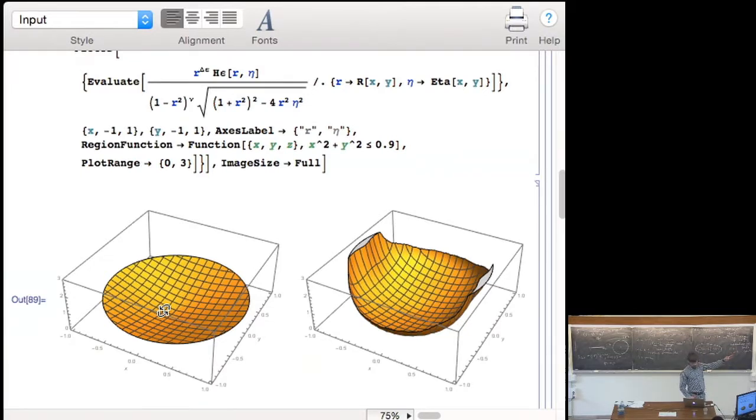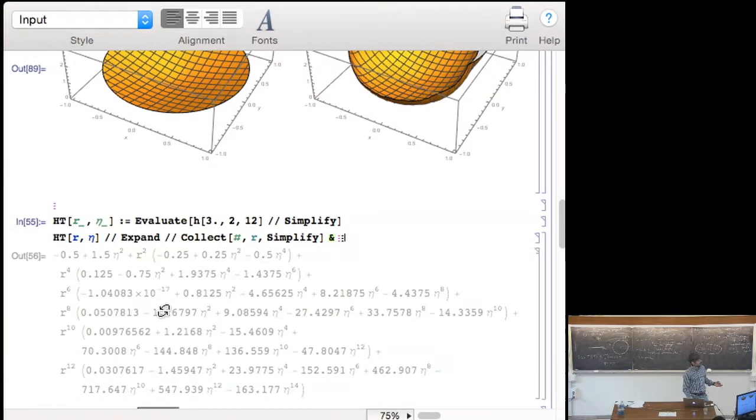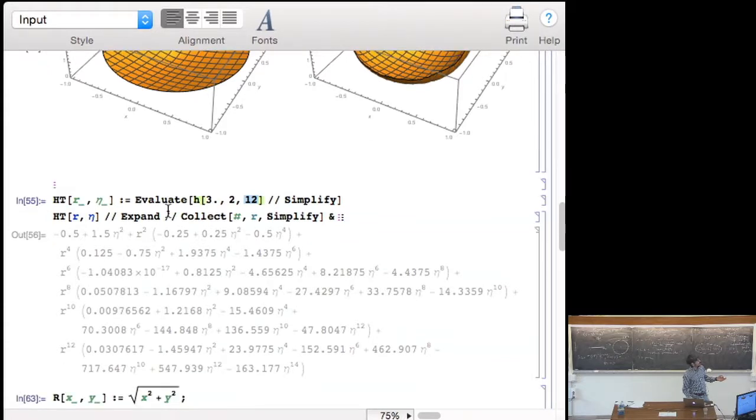So this was for the scalar. Now, I still have a few minutes, so let me show you the same thing for the stress tensor. Here I'm doing exactly the same computation, but now for the stress tensor, which means that the dimension is equal to 3. We are in 3 dimensions, and the spin is equal to 2. And again, I'm computing 12 terms. So this is the polynomial which it spits out.